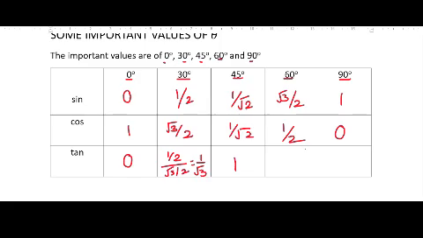Then you have sin 60 upon cos 60. So you'll write it as root 3 by 2 upon 1 by 2. It becomes root 3. And for 90, 1 upon 0. Now anything divided by 0 is not defined, right? So how do you write this? You write it as not defined or ND or undefined. Okay, and here you have all the values.